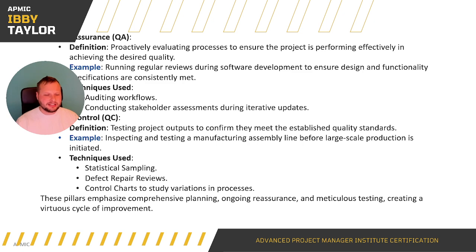And as it mentions there, these pillars emphasize comprehensive planning, ongoing reassurance, and then meticulous testing, which creates a virtuous cycle of improvement. So it's always about constant movement, improvement, and getting better. And at the end of every project, we've spoken about this before, lessons learned. What lessons did you learn in the quality department? How was your planning? How was your assurance? How was your control at the end of it before you delivered? Can it be improved?